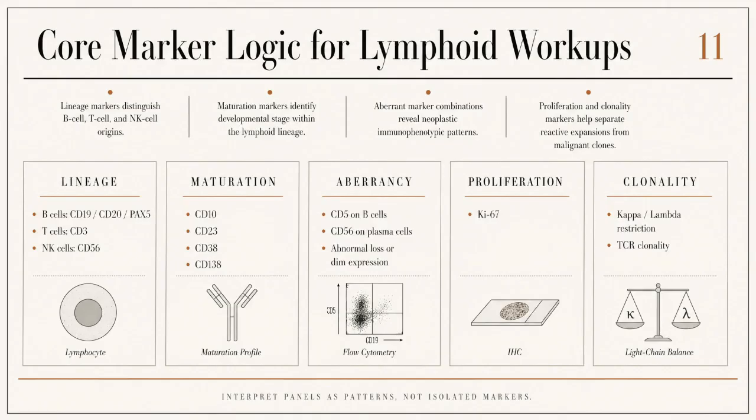The first and most crucial step in any lymphoid workup is establishing lineage. Lineage markers, such as CD19 and CD20 for B cells, CD3 for T cells, and CD56 for natural killer cells, provide the initial framework by which we categorize the neoplastic population. This distinction is not merely academic. It directs subsequent marker selection and narrows the differential diagnosis. For example, a lymphoid infiltrate expressing CD20 and lacking T-cell markers immediately shifts the focus toward B-cell lymphomas, while CD3 positivity steers toward T-cell neoplasms.